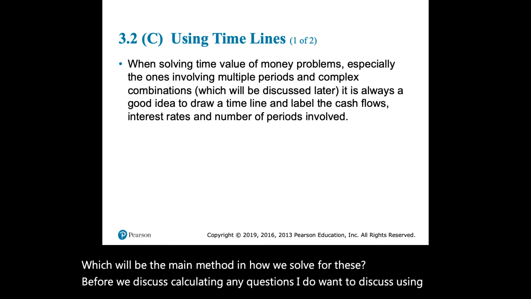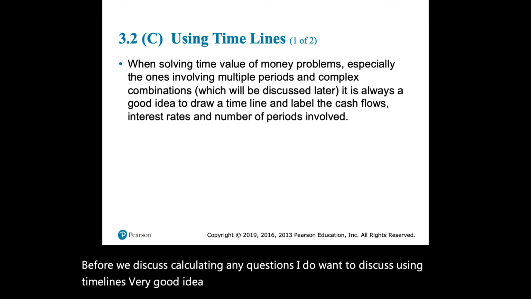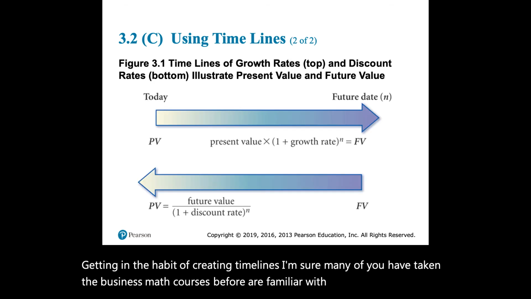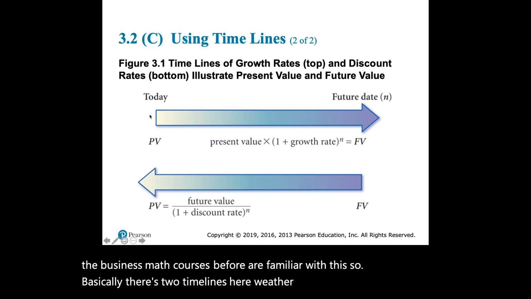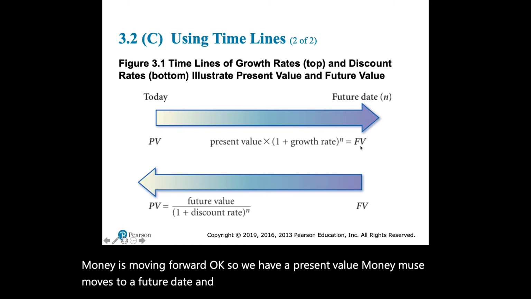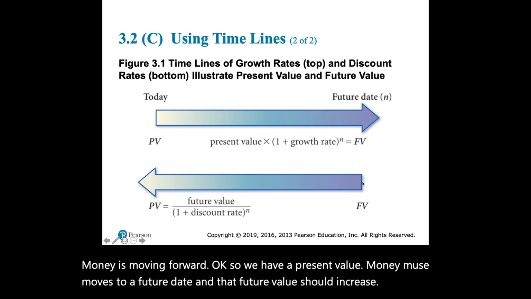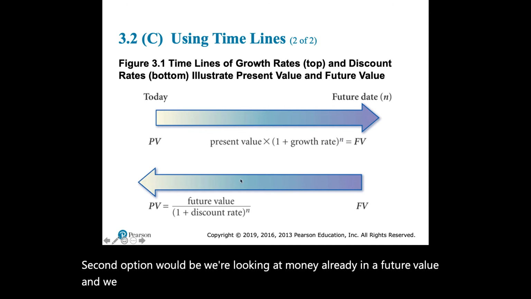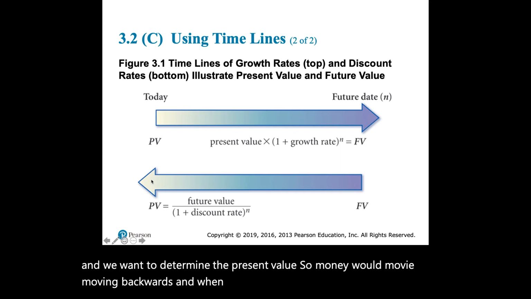Okay, very good idea to start getting in the habit of creating timelines. I'm sure many of you that have taken the business math courses before are familiar with this. So basically, there's two timelines here. In the first, money is moving forward. We have our present value, money moves to a future date, and that future value should increase. The second option would be we are looking at money already in a future value, and we want to determine the present value, so money would be moving backwards. And when that happens, the value should be discounted.